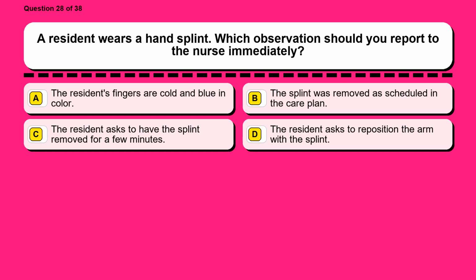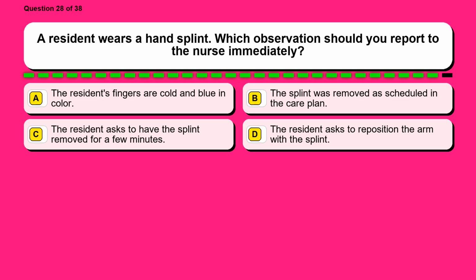Question 28. A resident wears a hand splint. Which observation should you report to the nurse immediately? Option A. The resident's fingers are cold and blue in color. Option B. The splint was removed as scheduled in the care plan. Option C. The resident asks to have the splint removed for a few minutes. Option D. The resident asks to reposition the arm with the splint.